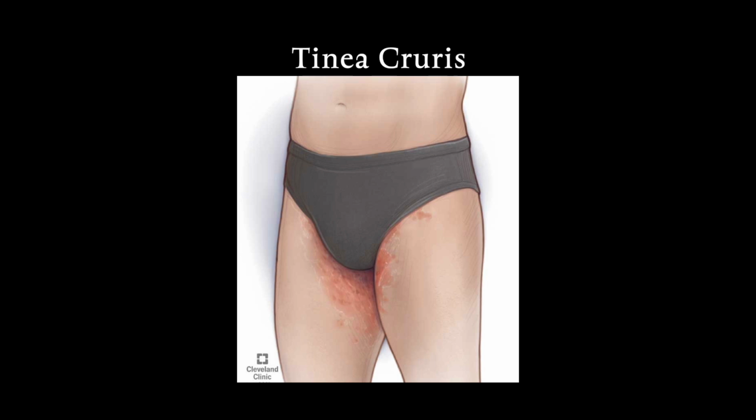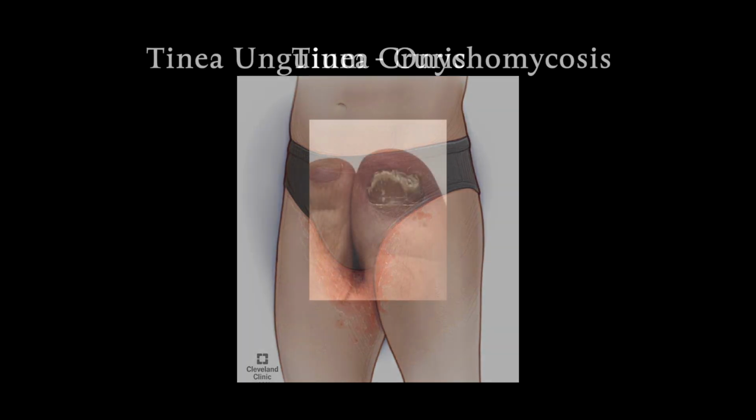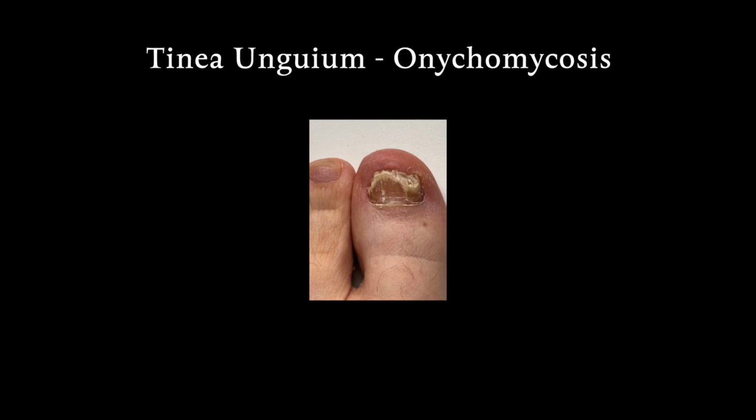And of course, the other common area where ringworm forms is the nails, either the toenails or the nails of the fingers, called tinea unguium or onychomycosis. So these are the areas ringworm likes to affect.